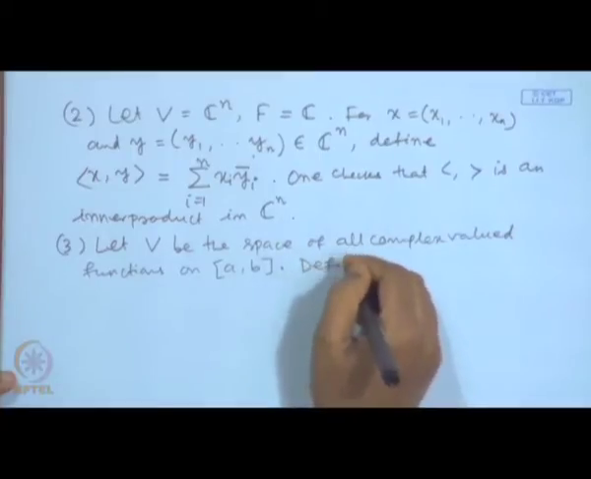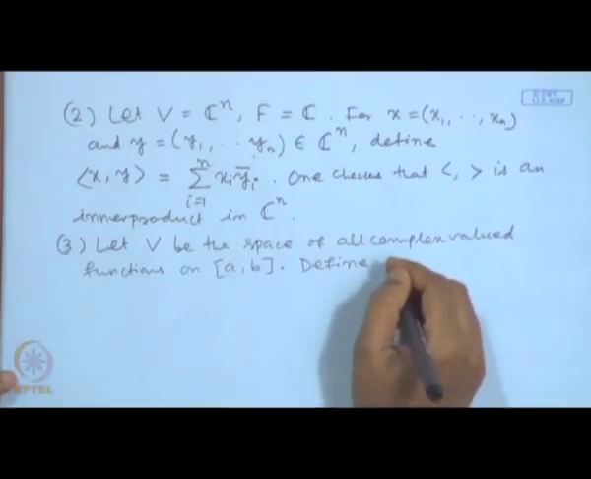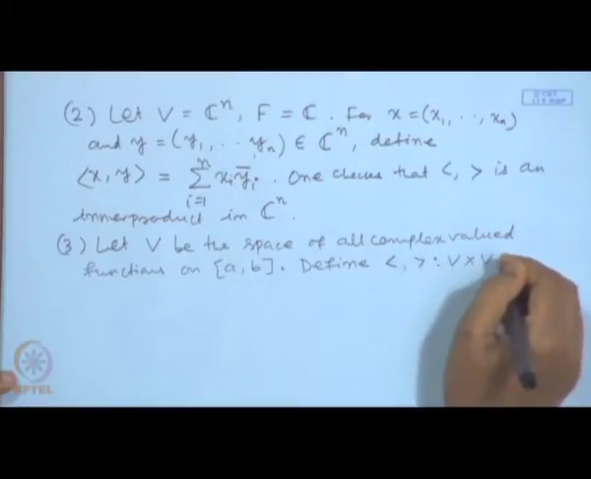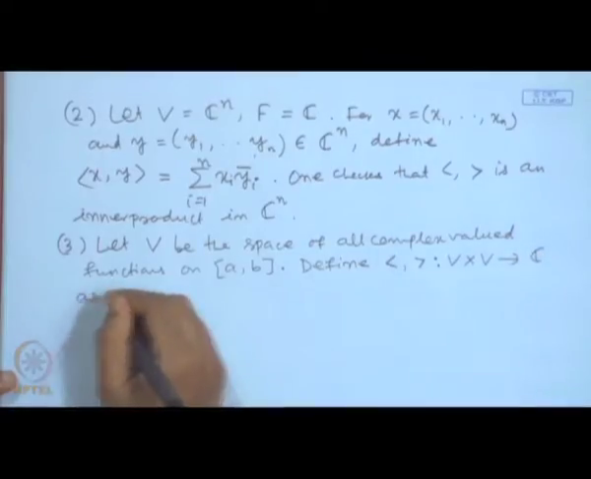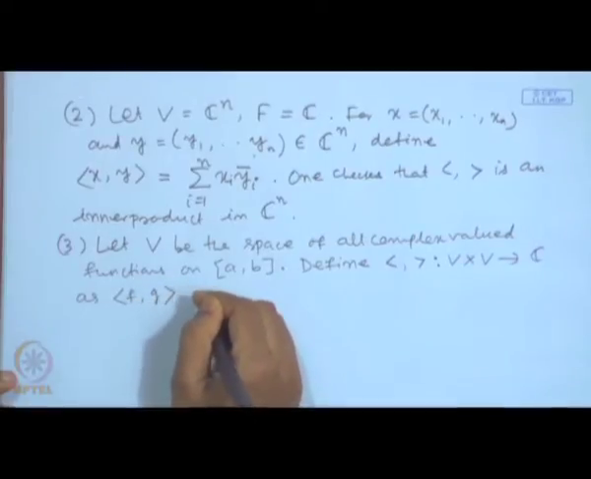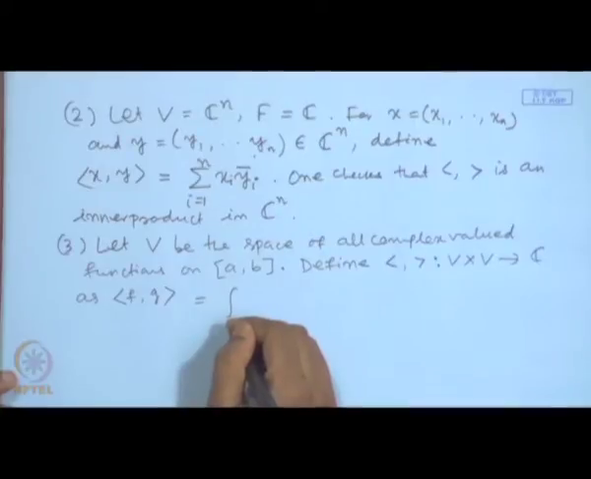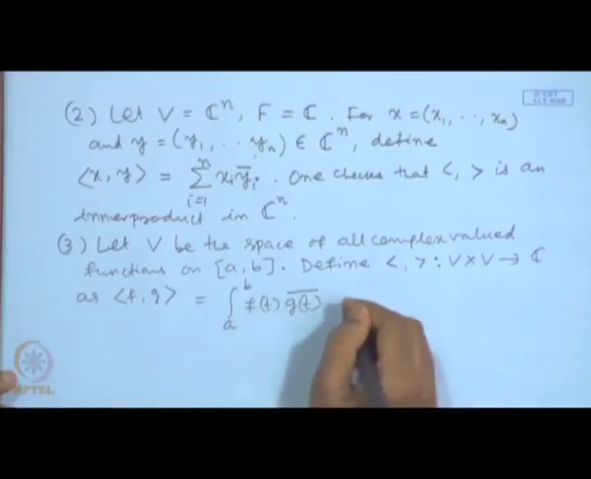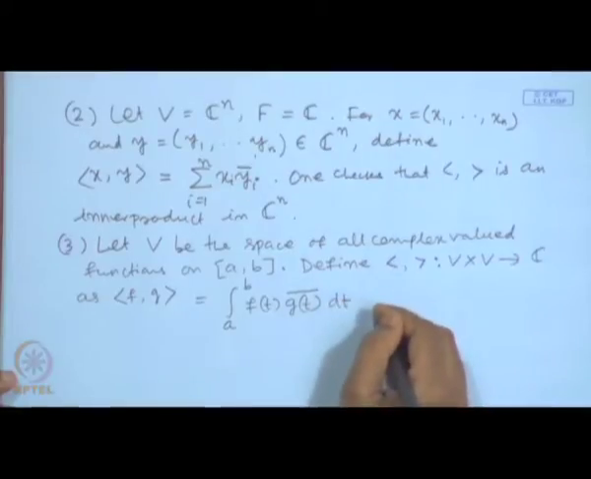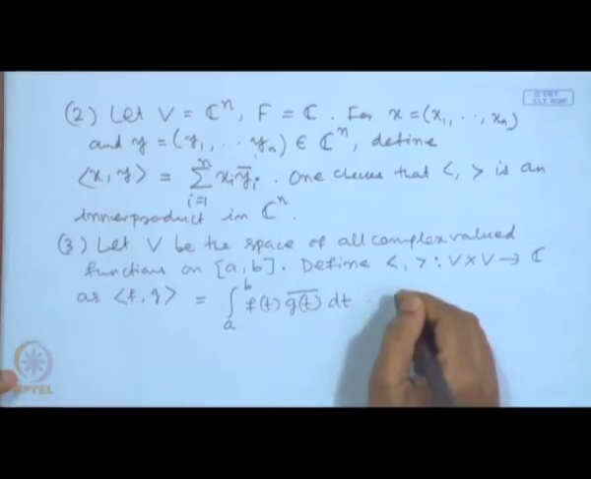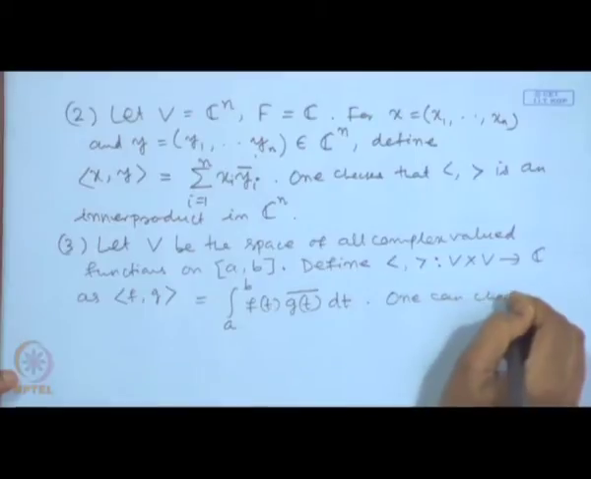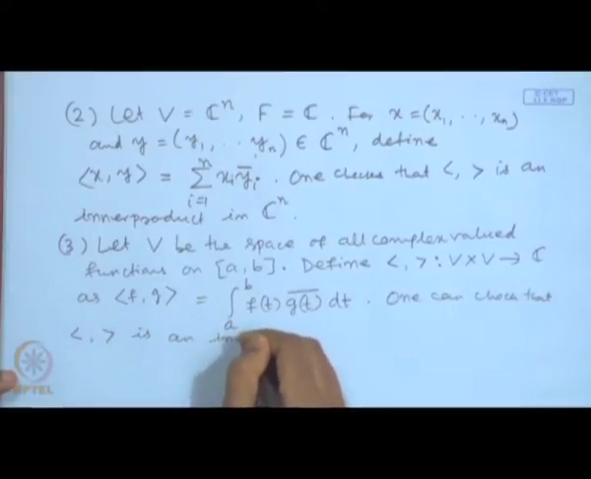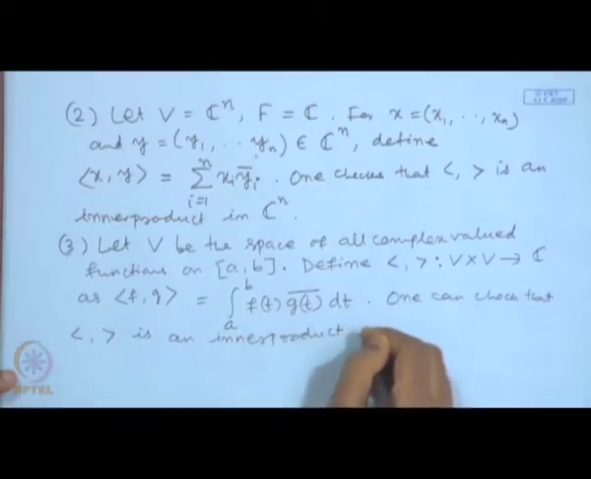We define a mapping from V cross V to the set of complex numbers as f, g equal to this integral from a to b of f(t) g(t) bar, this is the complex conjugate of g(t), dt. Again one can check that this mapping is an inner product in V.